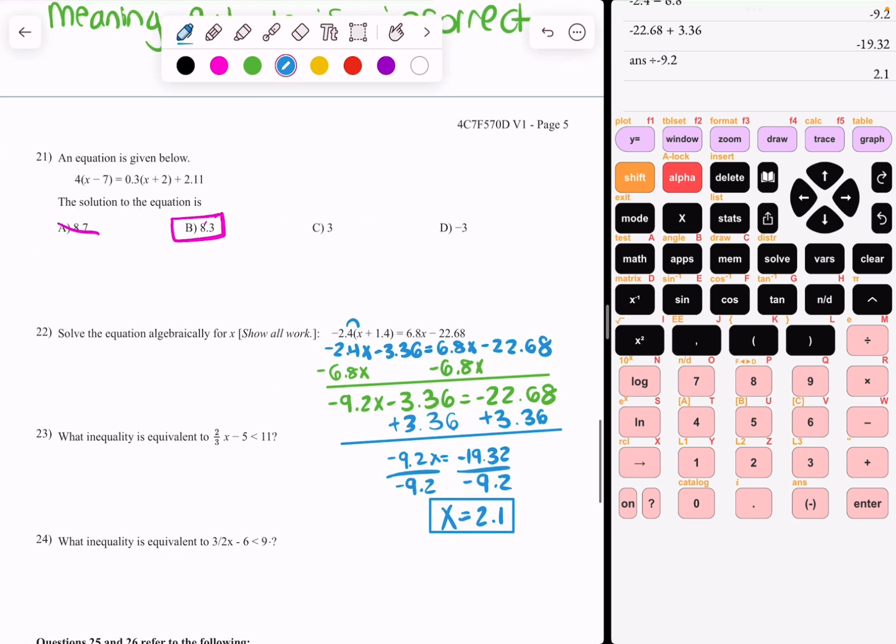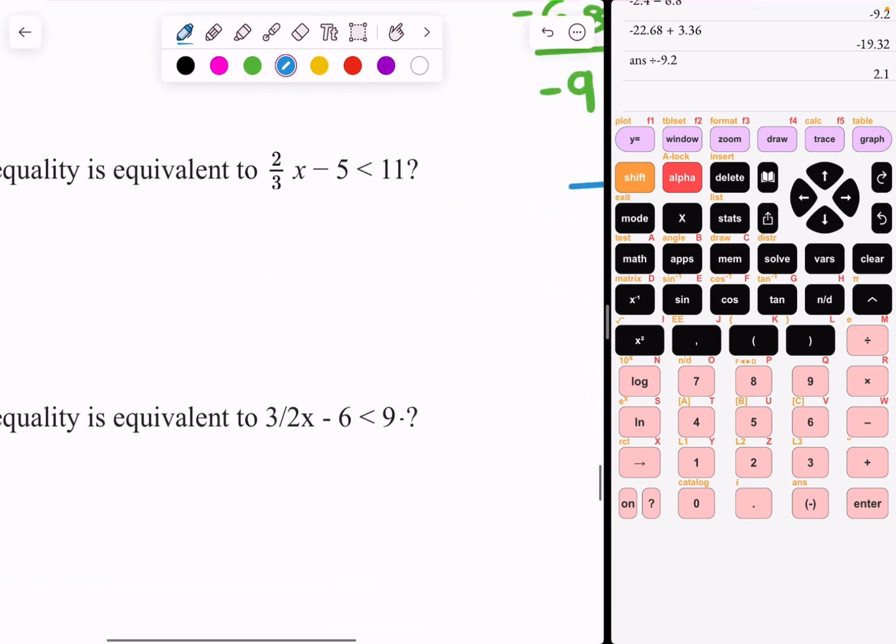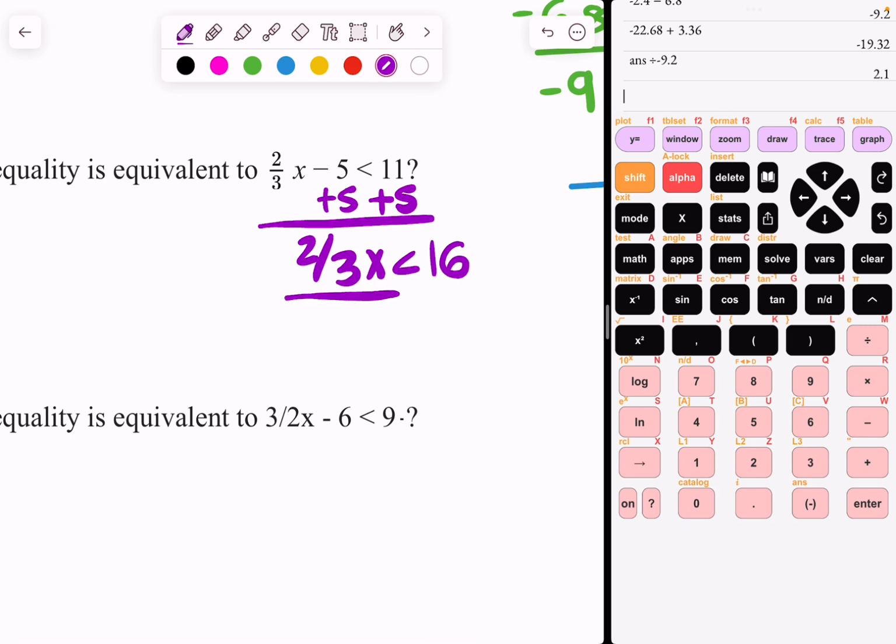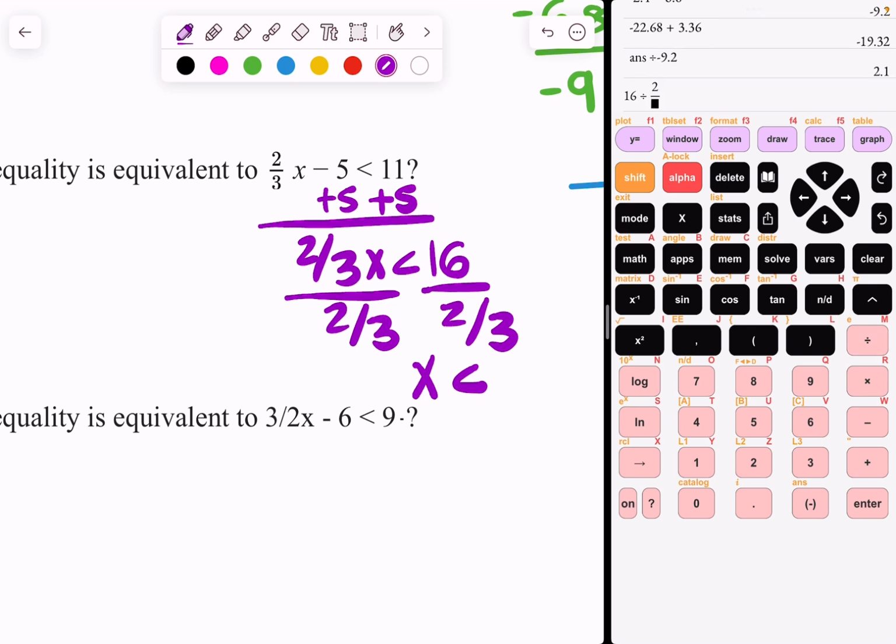All right, let's look at 22. Which inequality is equivalent to this? Oh, this one's an easy one. Let's add 5 to both sides. I get 2 over 3x and 16. Divide by 2 over 3. Since we are dividing by a positive 2 over 3, we do not flip our symbol. And we get 24.